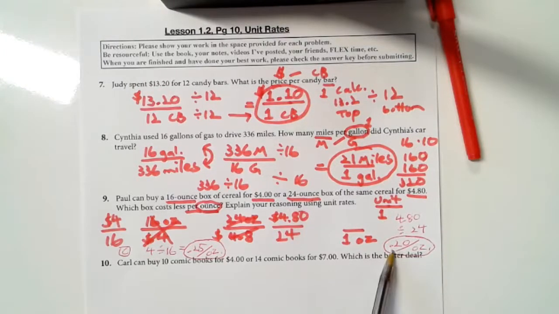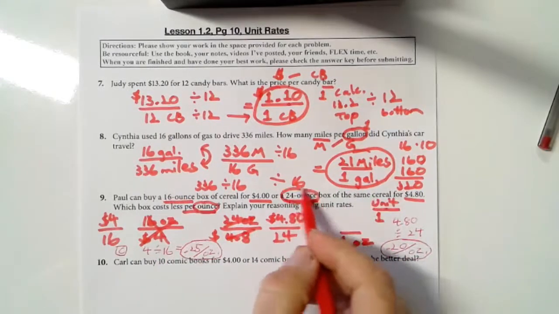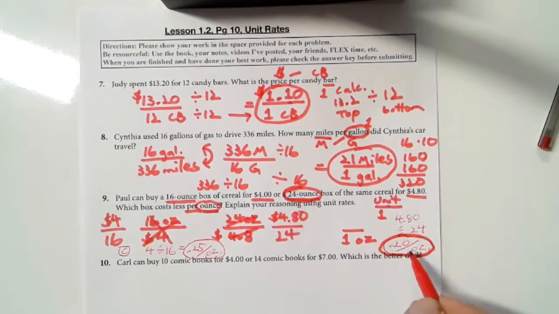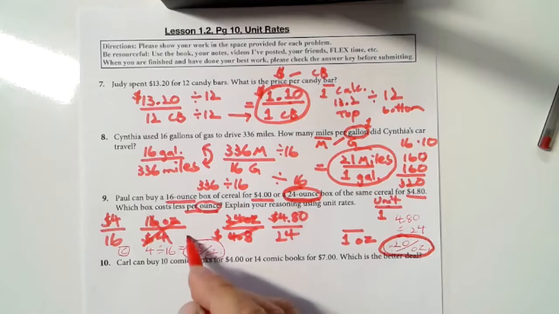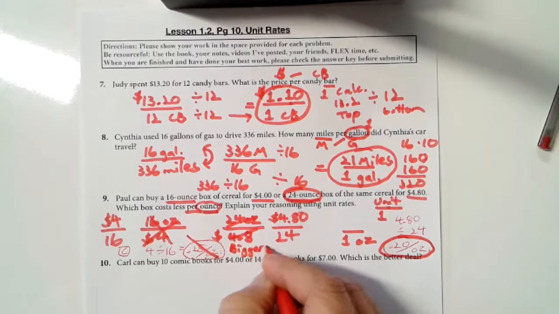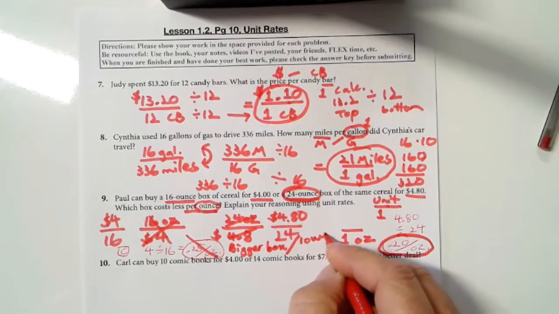And the answer is the bigger box. So the 24 ounce box has a lower unit rate, a lower cost per ounce. And the proof is when we do the math and we put the 1 ounce on the bottom, that has a lower number there. Okay, so bigger box, lower unit rate. That's just what they want you to believe. And in this case, it's true.